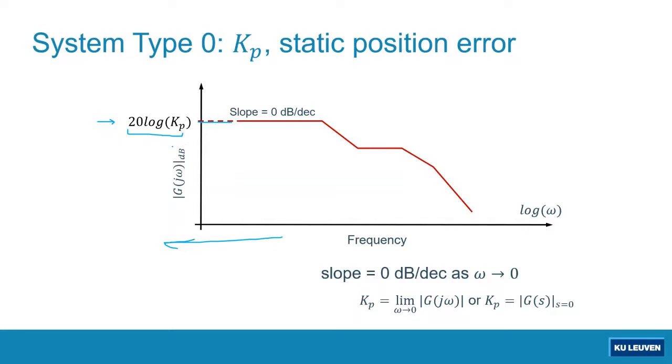So what we have to do, if you want to estimate the static position error constant from a type 0 system, you just have to find where the extension of the magnitude plot at low frequency will cross the vertical axis. This value will tell us the dB of the static position error constant. Right? It's just as simple as that.